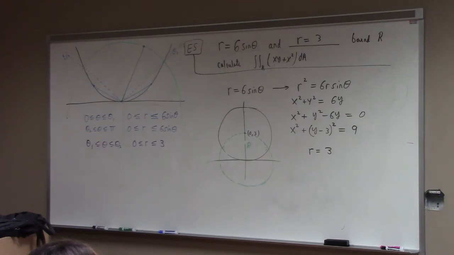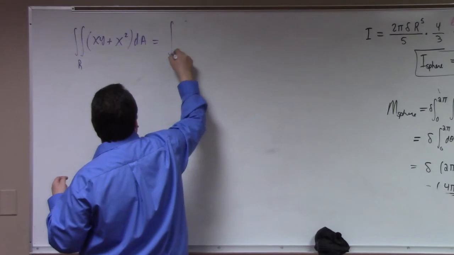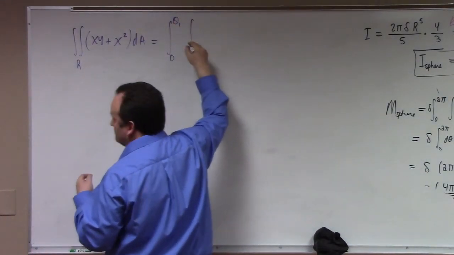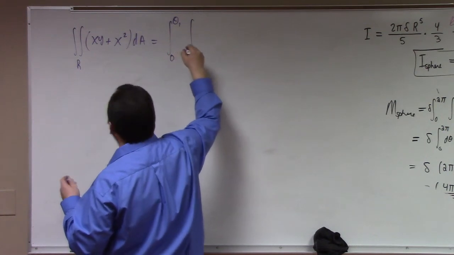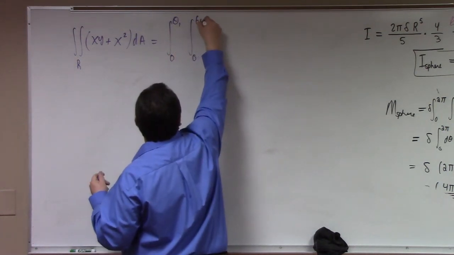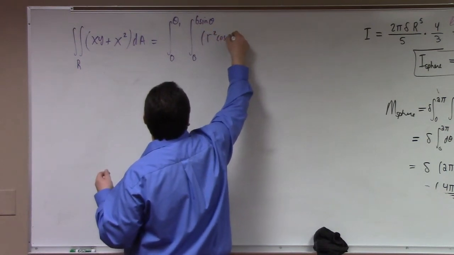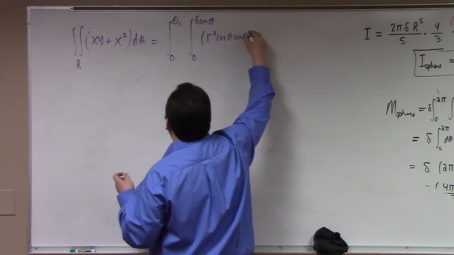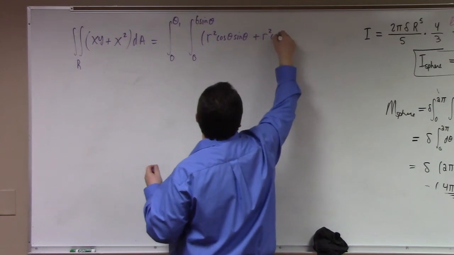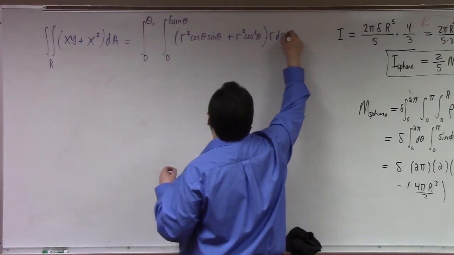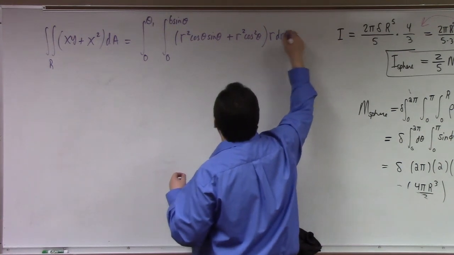Okay, so what would I have to do? The integral from 0 to θ1. And then what's my r? r goes from 0 to 6 sin θ. My xy is r² cos θ sin θ plus r² cos² θ. My dA is r dθ.